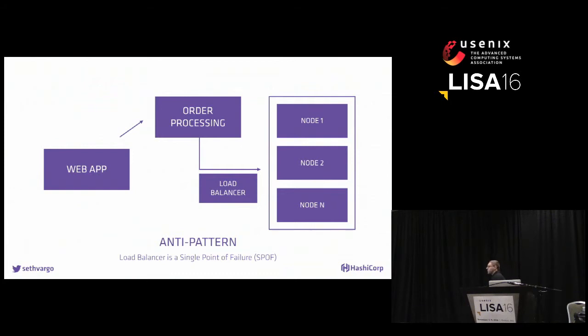So you move to a microservices-oriented architecture so that you wouldn't have a single point of failure, so that if one order processing node went down, the remainder could pick up the work, but then you put a load balancer in front of it. And if HAProxy or NGINX or whatever your load balancer is goes down, now all of a sudden, all of your order processing is down.